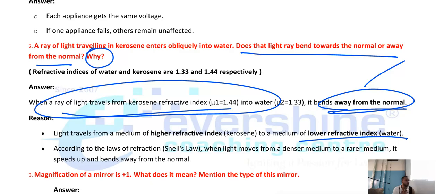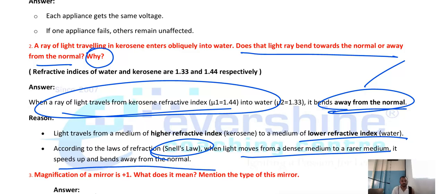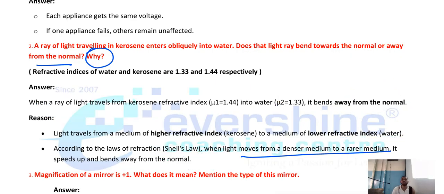Still, if you want to show a better answer, then you can add this point also. According to Snell's law, light moving from denser medium to rarer medium, that is, from water to air, speeds up and bends away from the normal. Any doubts? For this question you should write that the light is moving away from the normal. As the reason, you can write that the light is moving from a medium of higher refractive index to a medium of lower refractive index. Simple. Is this clear? Good.